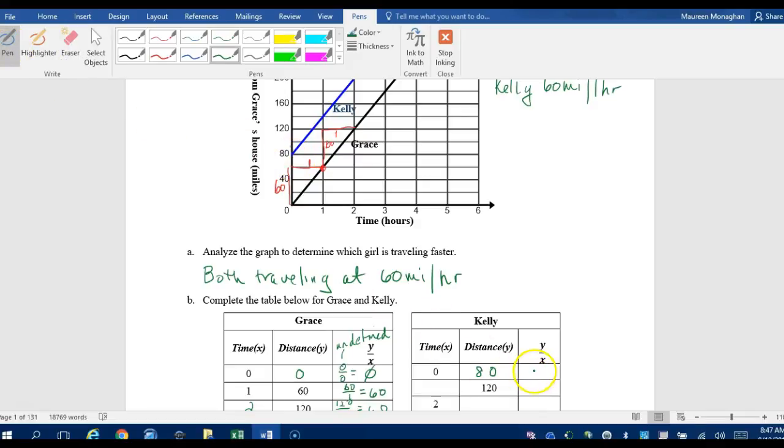So we're still going to get the empty set here because it's 80 over 0. Okay? But now, after 1 hour, if she's traveling 60 miles in 1 hour, she's already 80 closer, so she's at 80 plus 60.